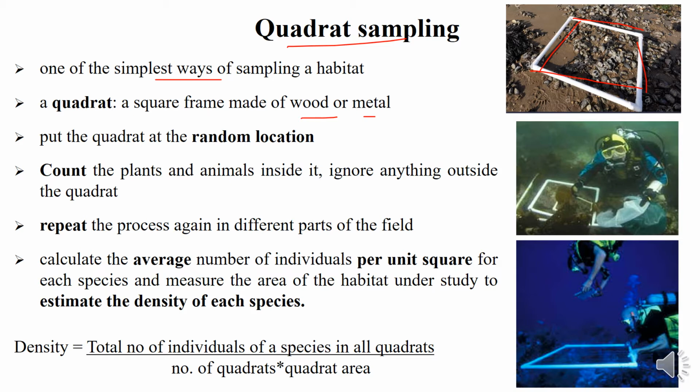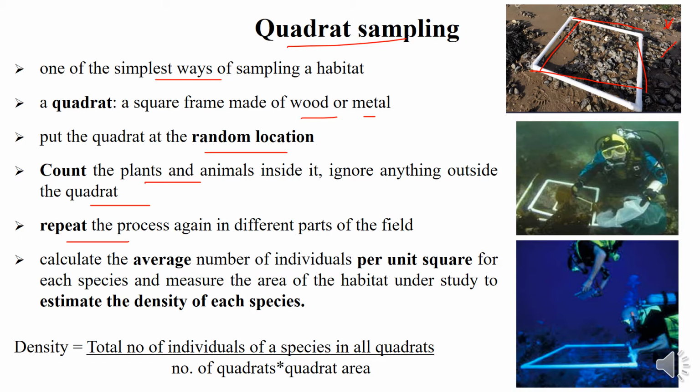So whatever you need, you just prepare your square and plot this square in your study area. It should be a random location where you place your square. Then count the individuals inside the square, the plant or animal, whatever you want to estimate, and always ignore what is outside of the quadrat. Basically, this square is called a quadrat, and you have to repeat this process to get a more accurate result.